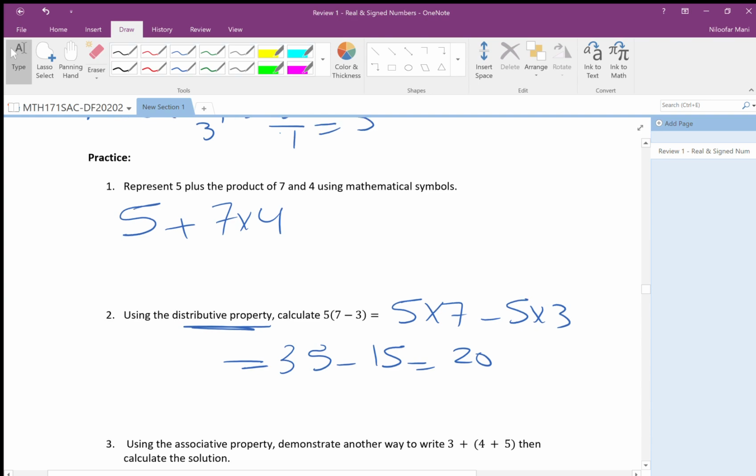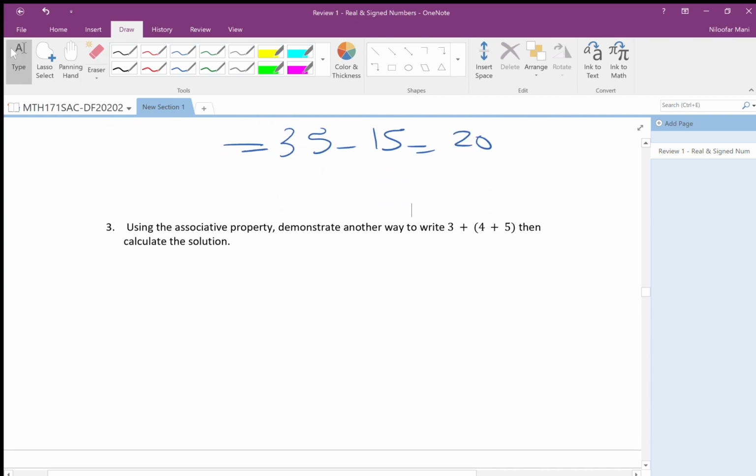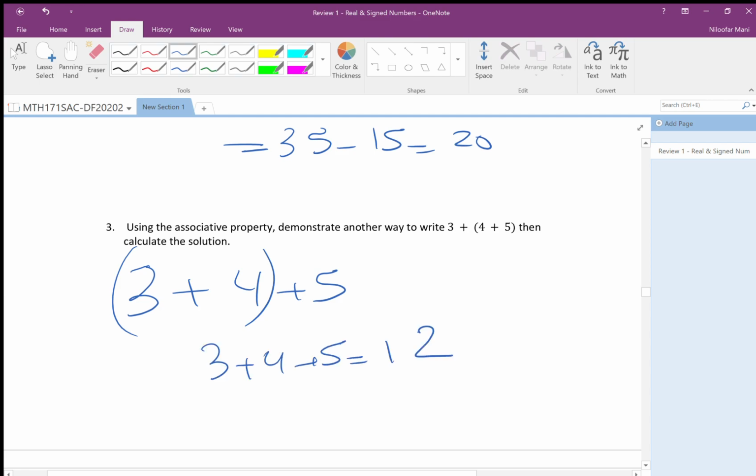So use this property, just show me, okay, so this is just because it's all plus, so I can do this. Or I can do this. What is the result? 12. Done. Okay, because they're all plus.